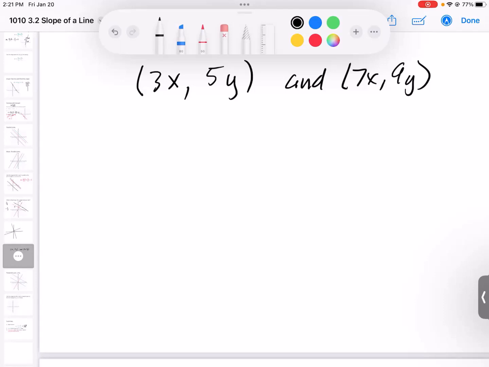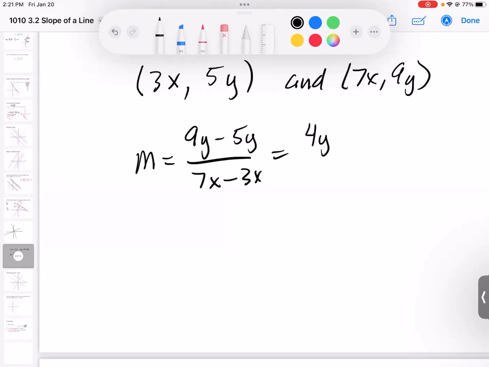And so to find the slope between them, you would use the slope formula and you would say, okay, I can take my 2 y coordinates and subtract them. So I'll do 9y minus 5y and then divide that by the x coordinates subtracted. And that means that my rise is going to be 4 times whatever y is. I don't know what y is, but whatever it is, that's going to be how much I rise. And then my run is going to be 4x. And in this case, you could reduce that fraction to y over x. So the slope is going to be whatever number y is divided by x. But in your problem, you might have like 5y over x or something like that.